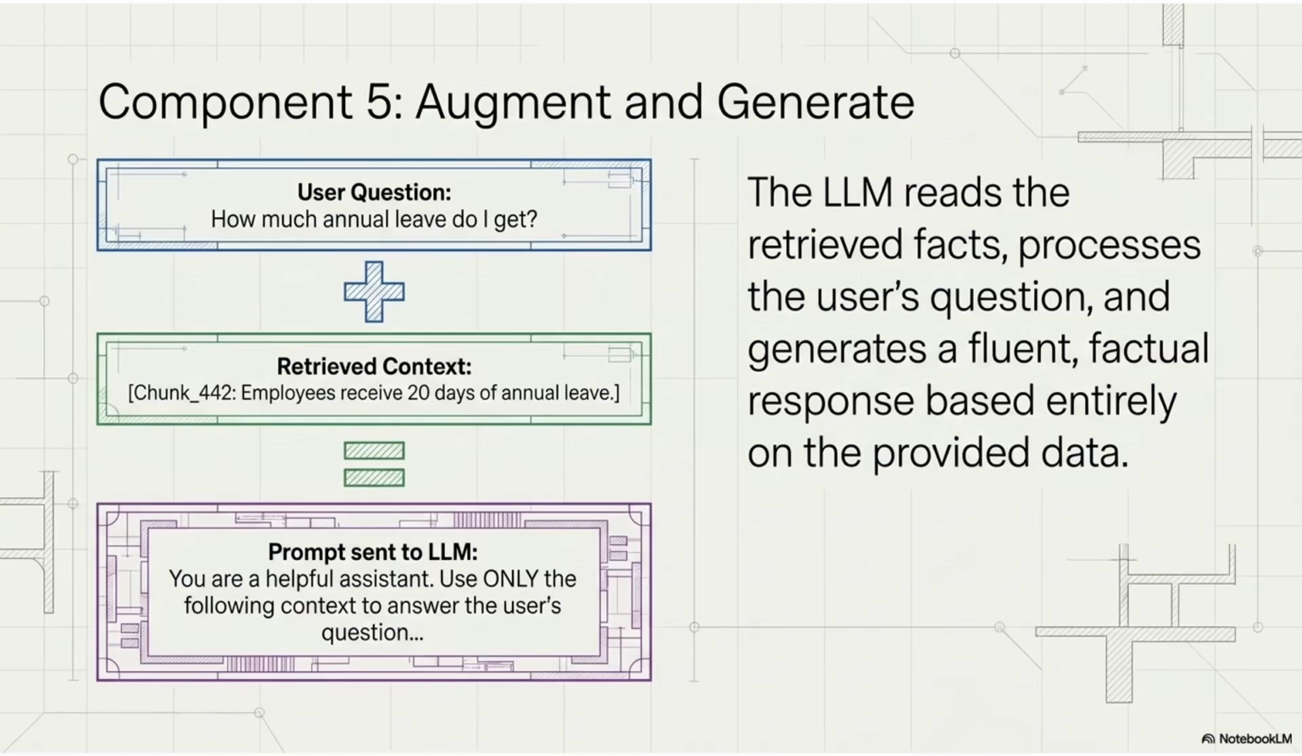We have retrieved the facts. Now for the final two steps, augment and generate. We take the user's original question, add the retrieved context, for example, employees receive 20 days of annual leave, and combine both into a single prompt for the AI. That prompt basically says, you are a helpful assistant. Use only the following context to answer the user's question. The LLM then reads the context, processes the question, and generates a fluent, factual response based entirely on the provided data, and does not guess.